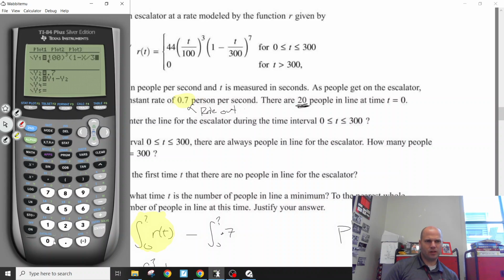What do you guys think? Is this helpful or is this confusing? Do you understand this? We'll find out.